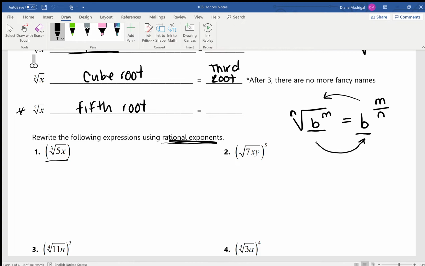So to rewrite the following expressions, as you can see, the number and your base are in parentheses. Okay, so that means that they stick together. So it's going to be 5x in parentheses, because they're sticking together.